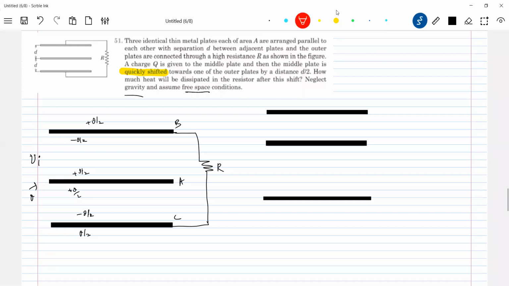Here, this is a resistor R. So take this distance d by 2. Will anything happen to the charges on them? Will they remain as they were earlier, with no charge flowing, no change in energy, and the heat generated in the resistor R will be 0?